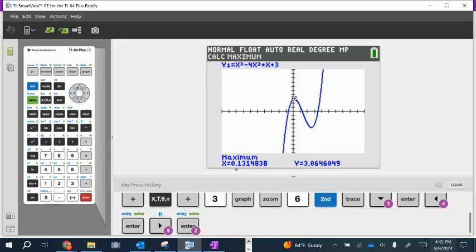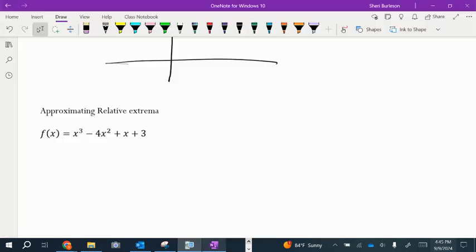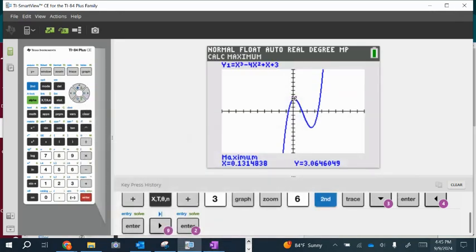At x equals 0.1314838, the maximum value is 3.0646049. Now, you need to give me at least 3 decimal places.